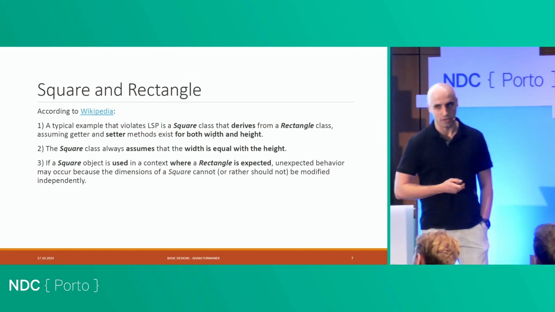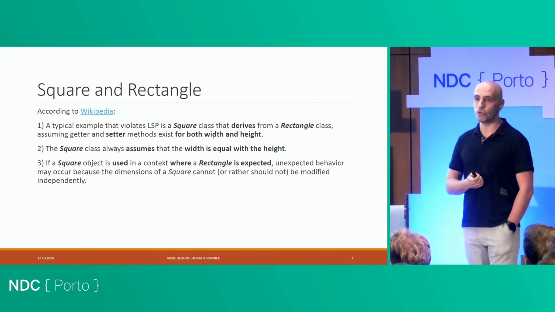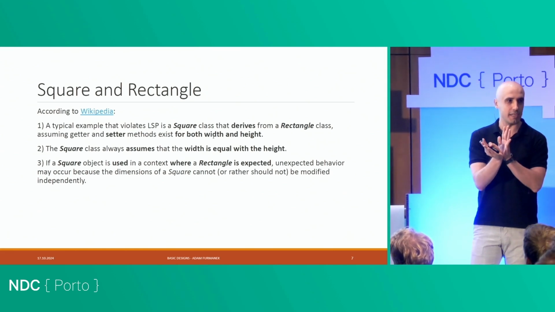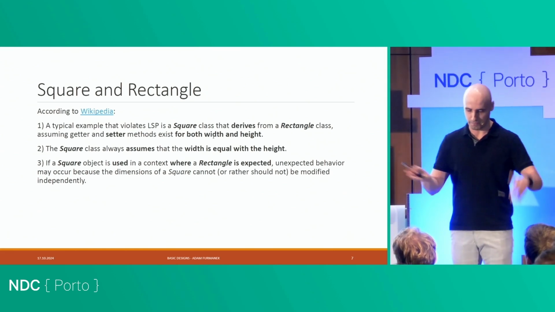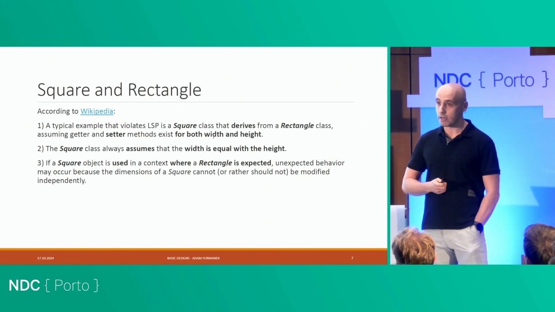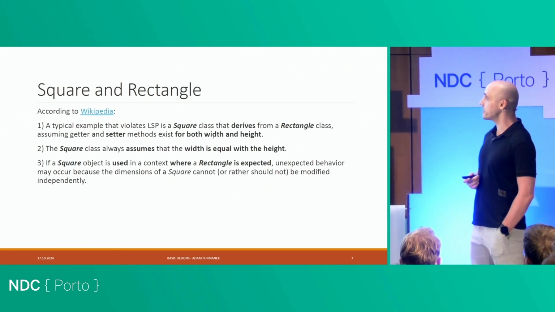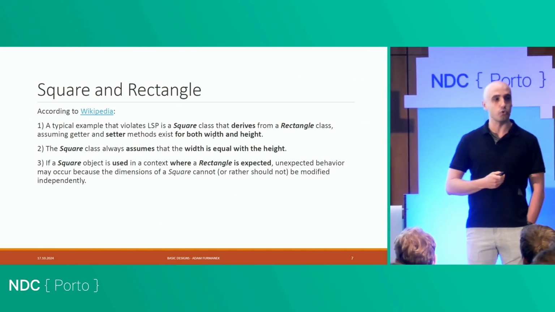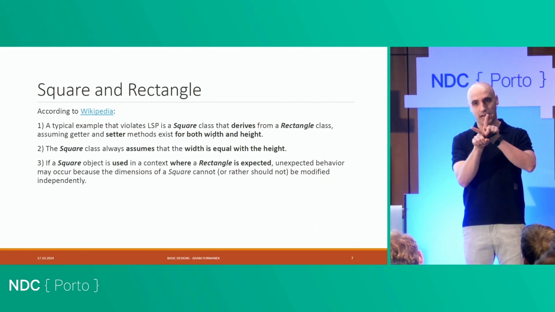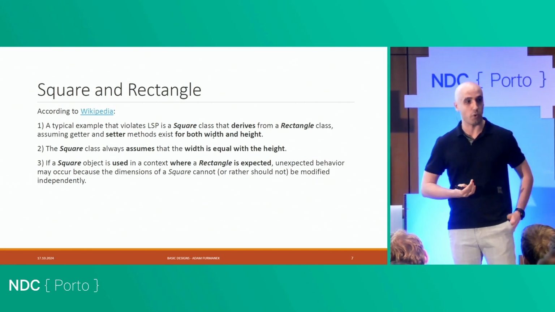Nothing special here. So rectangle has two setters and getters. We have two sides. We can change the sides, width, and length. Nothing magical here. The square class, on the other hand, always assumes that the width is equal to height. So both sides are equal, which makes sense for a square, right?